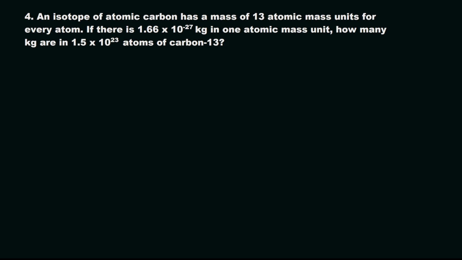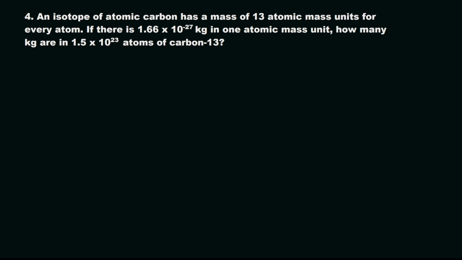this could be more of a chemistry-based question, as a lot of the conversion and dimensional analysis is in the chemistry courses that I've seen throughout my undergrad and graduate school career. So, an isotope of atomic carbon has a mass of 13 atomic mass units for every atom. If there is 1.66 times 10 to the negative 27 kilograms in one atomic mass unit, how many kilograms are there in this amount of atoms of carbon-13?